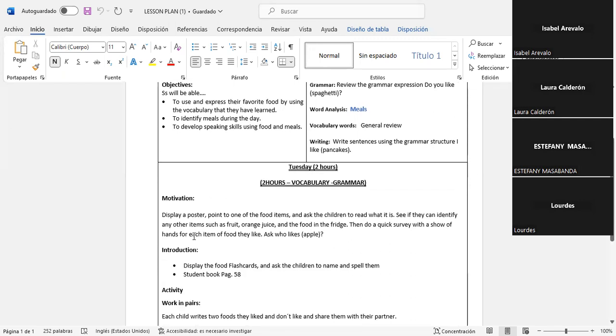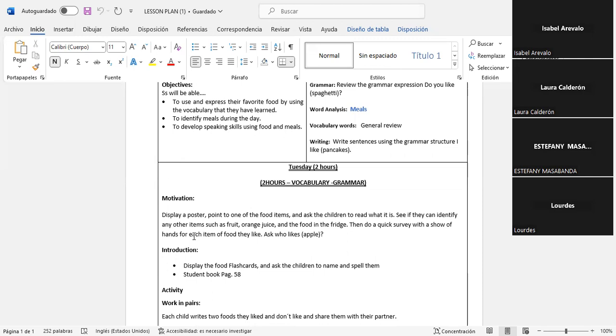The motivation is display a poster, point to one of the food items, and ask the children to read what is it. See if they can identify any other items such as fruit, orange juice, and the food in the fridge in the picture. Then do a quick survey with a show of hands for each item of food they like. Ask who likes apple?